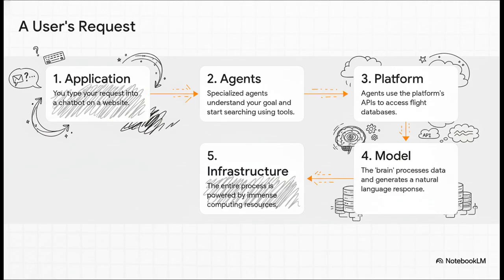Your request, "Find me a flight," kicks off one or more agents that act like little travel coordinators. They use the platform's tools and APIs to go check all the flight databases. Then, the model, the brain, processes all of that information and creates a helpful, natural-sounding response just for you. And the amazing part? This all happens in seconds, powered by that massive foundational infrastructure at the very bottom. It's incredible, right? Your simple question triggers this entire journey down and right back up the stack.